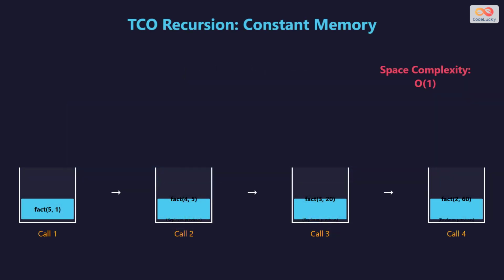Here is the visual difference. Notice that as we recurse, we aren't adding new blocks. We are simply replacing the values in the existing block. Whether we call it 5 times or 5 million times, the memory usage stays constant. This is O(1) space complexity.